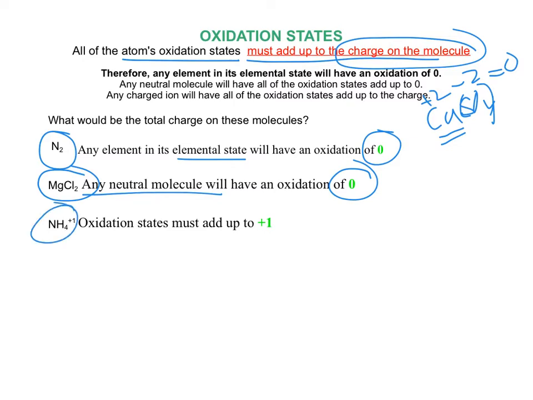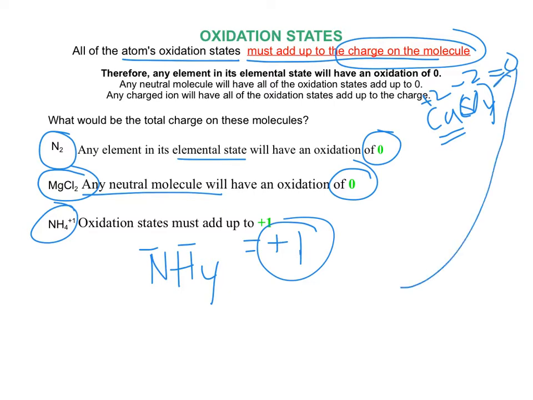So the only difference is when you're working with a polyatomic, for example, ammonium, because it has a +1 charge, all of the individual oxidation numbers would have to equal +1 instead of the typical 0. When you're working with an ion, it is going to be equal to the charge of that molecule.